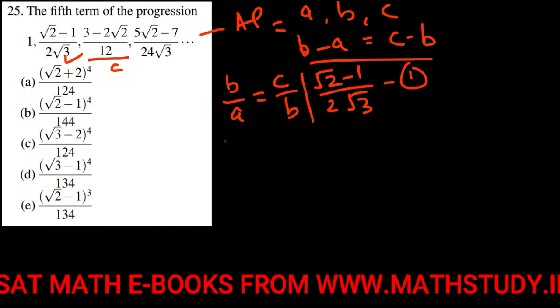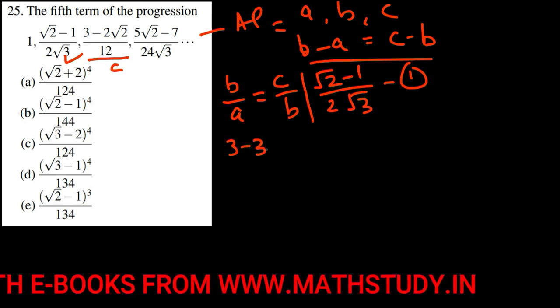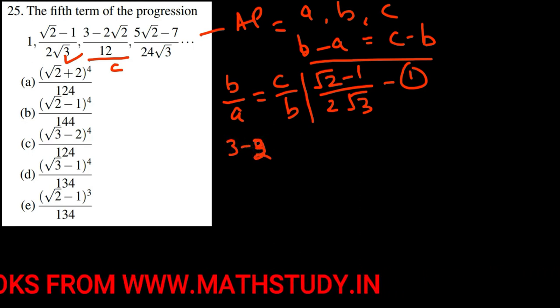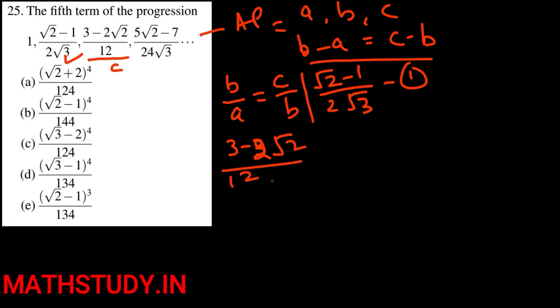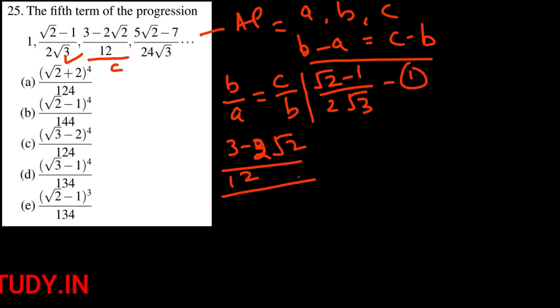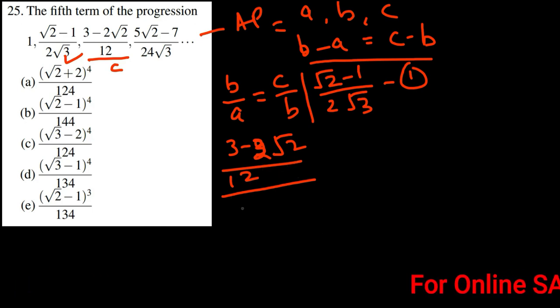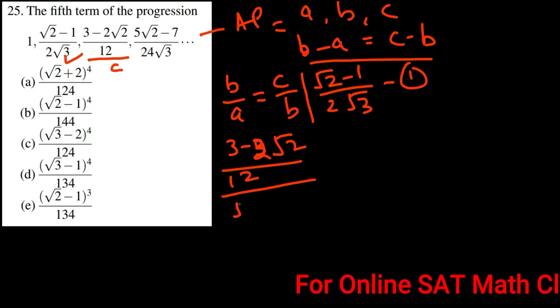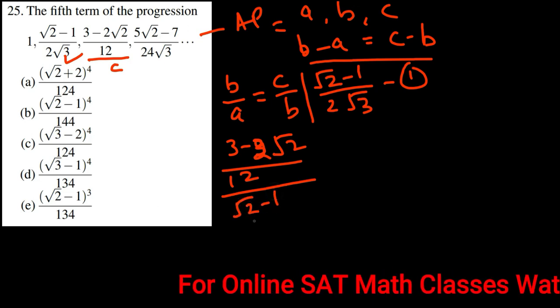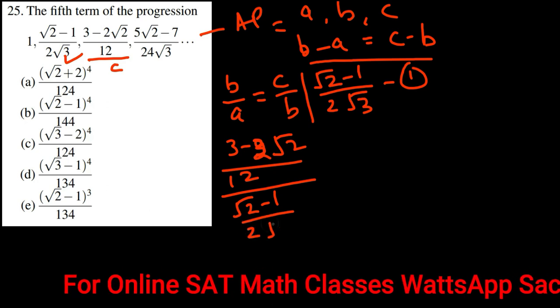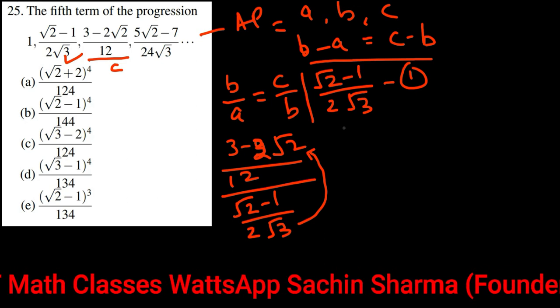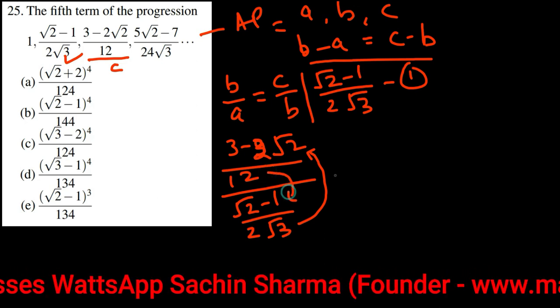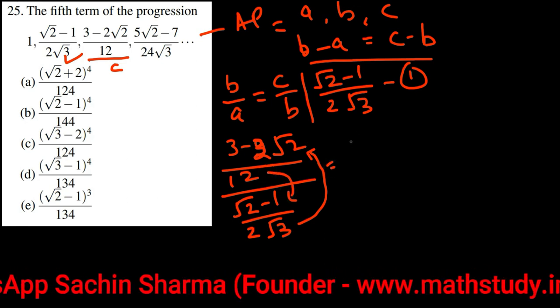So c is nothing but c minus 3 minus 3 minus 2 root 2, 3 minus 2 root 2 upon 12 and whole upon root 2 minus 1 upon 2 root 3, right? Now this root 2 root 3 will come to the numerator and this 12 will come to the denominator, and our question will become this way.